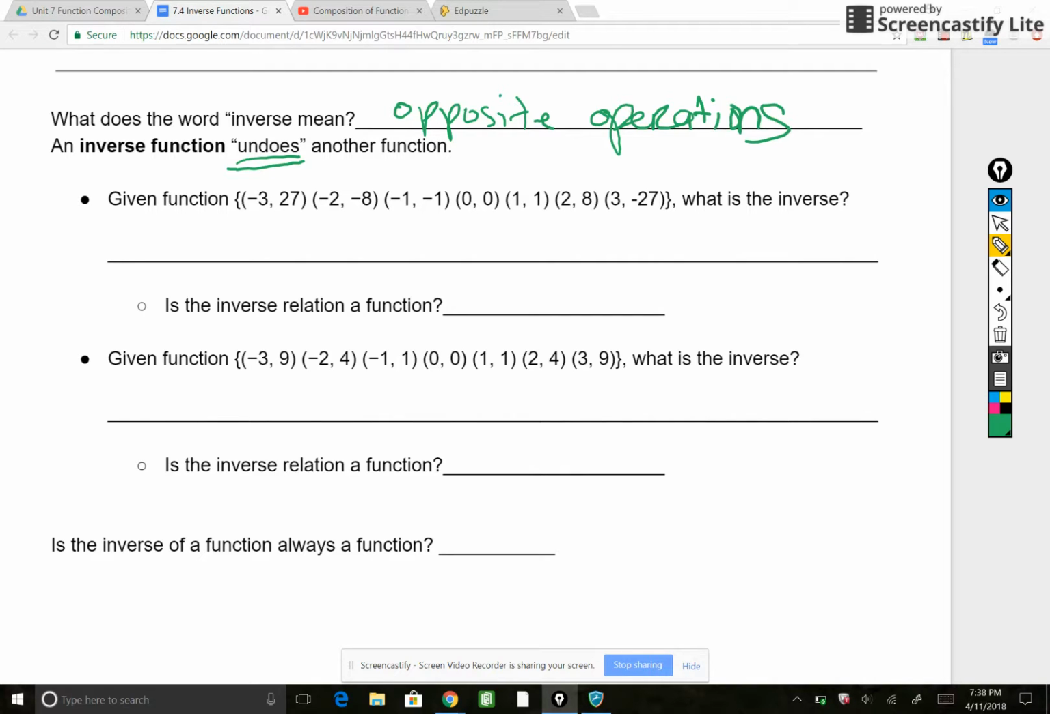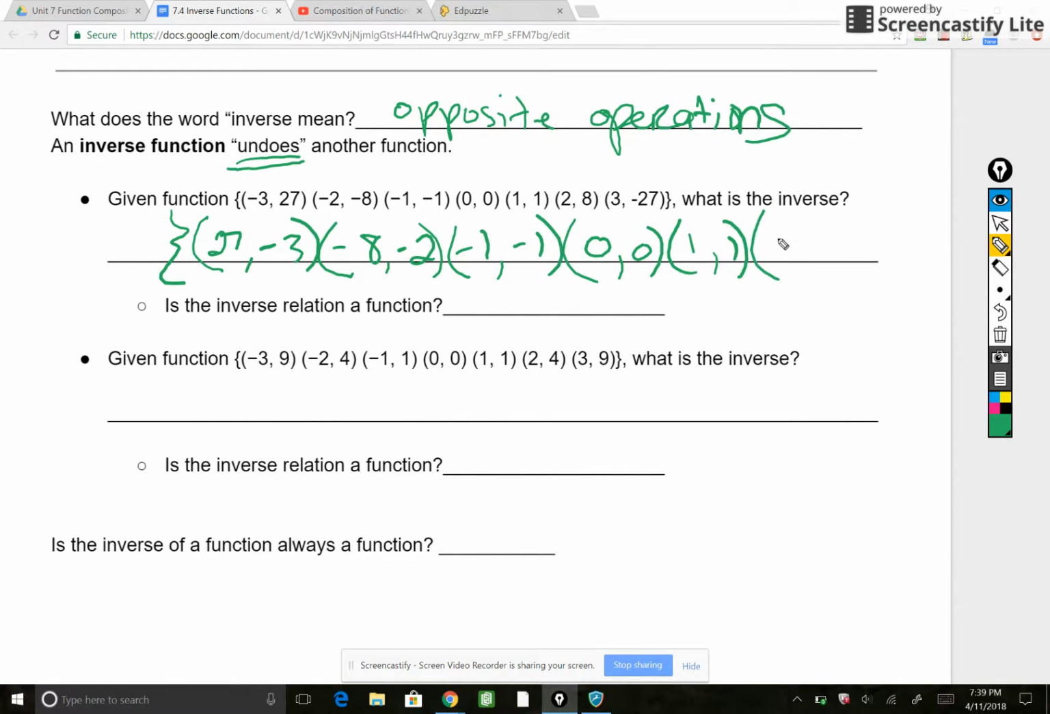So for a point, you just flip-flop all the x's and the y's. My first point's (-3, 27), so my inverse point would be (27, -3). And then flip-flop (-8, -2). These two are the same, so the flip-flopping doesn't do anything. The (0, 0) doesn't do anything. (1, 1) doesn't do anything. (8, 2), (-27, 3).